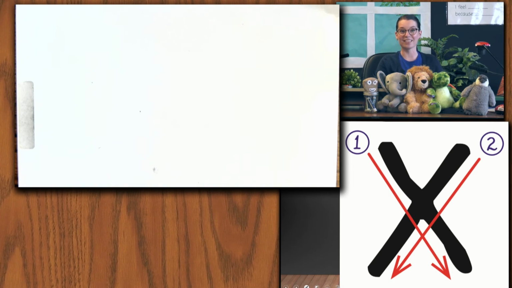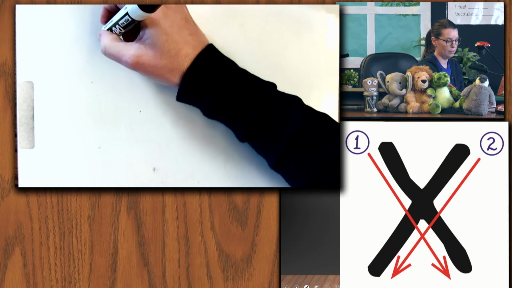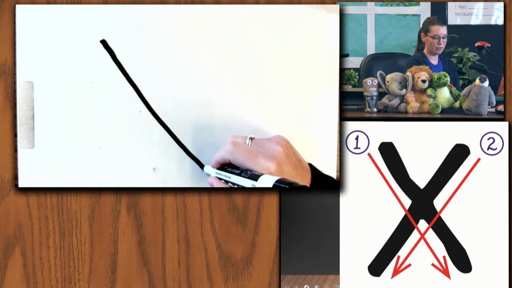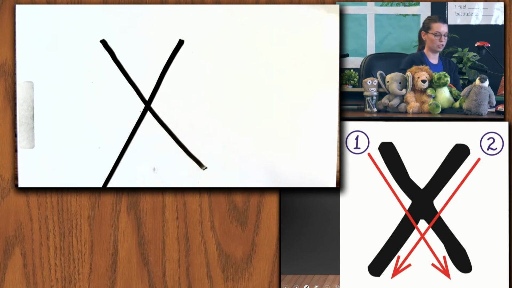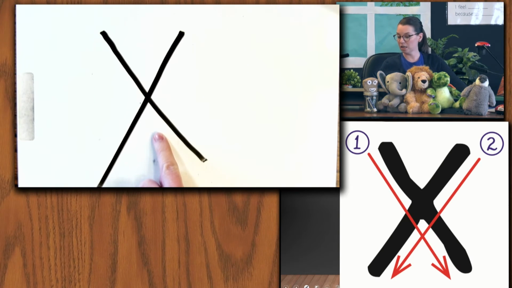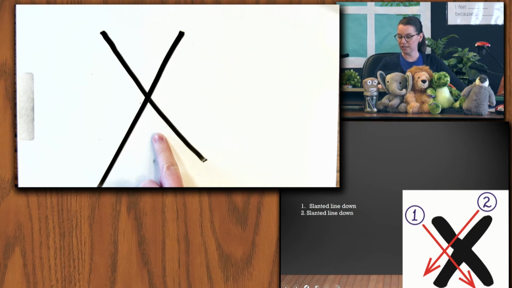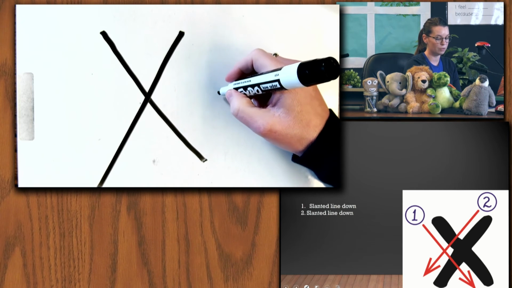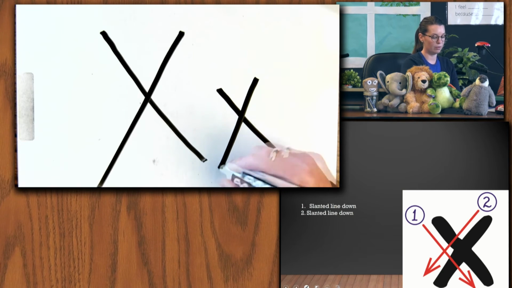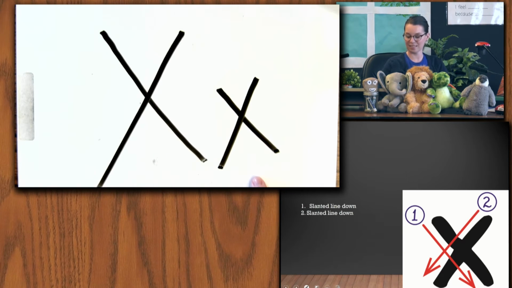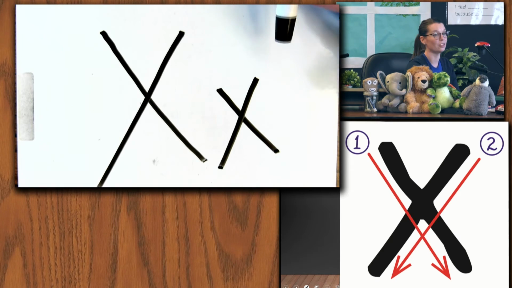Capital X is a letter that is tall, so pens up, slanted line down, slanted line down. Just crosses right in the middle. A lowercase x is formed the same way, but it's a letter that is small. So we say pens out, slanted line down, slanted line down. X, X. Let's practice those one more time because these are new letters to us.